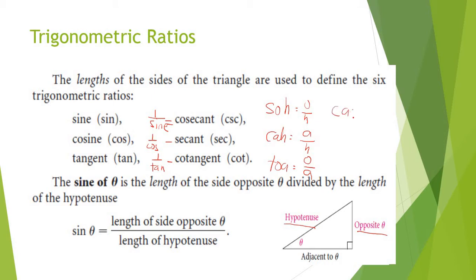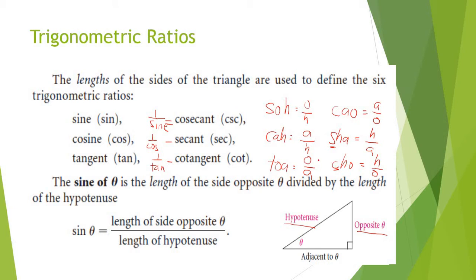And for the others, we have the "kau," that means cotangent, and that is adjacent over opposite. Take note that if you reverse the "towa," that will become adjacent over opposite, that is cotangent already. Then we have the "sha," where s means secant and h represents hypotenuse over adjacent. And we have the "cho," where c represents cosecant and h represents hypotenuse over opposite.